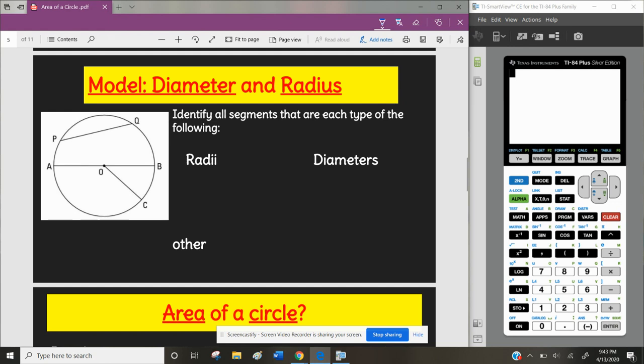So hopefully you've paused the video. We're going to identify all segments that are each type of the following. So for radii, we should have AO, OC, and OB. For a diameter, you can have AB, or if you listed the three points in order, AOB. And for other, PQ. PQ does not pass through the center, so it cannot be a radius or a diameter.